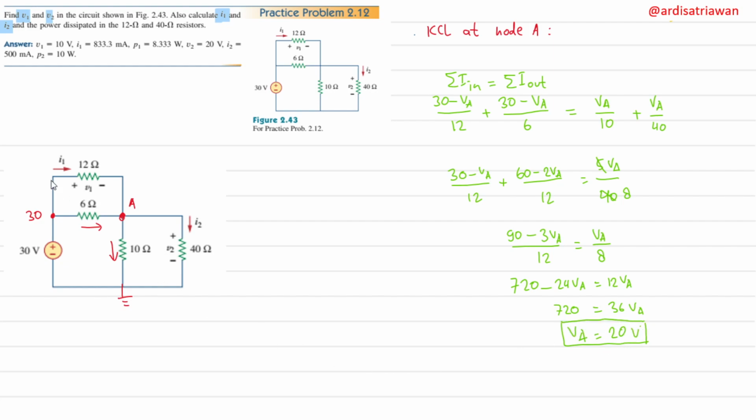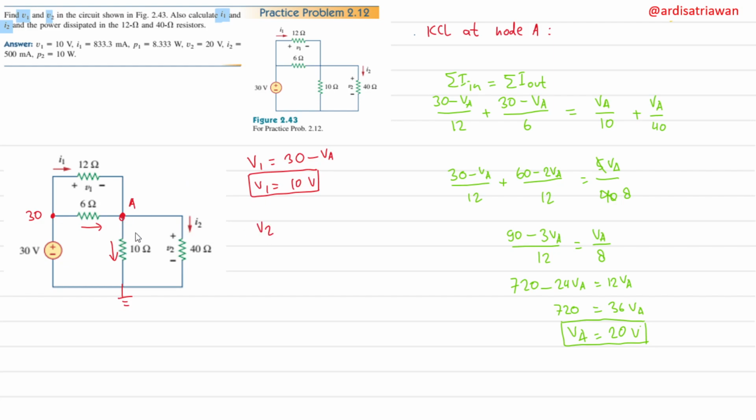Okay, the first one is V1. So V1 is just this one, 30 minus VA. And so V1 is 30 minus 20, which is 10 volt. Okay. The second one is V2.